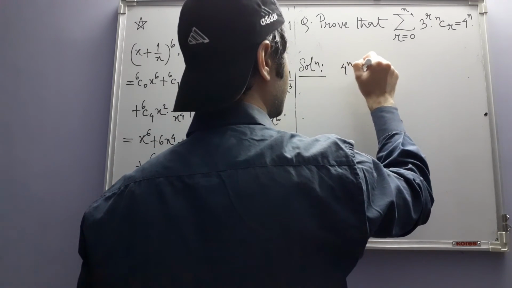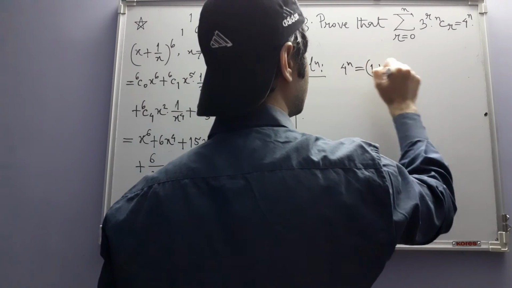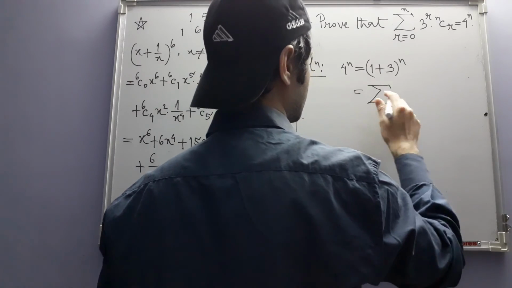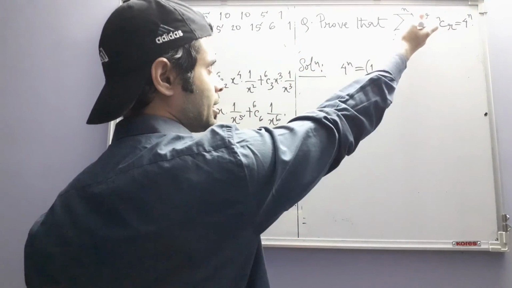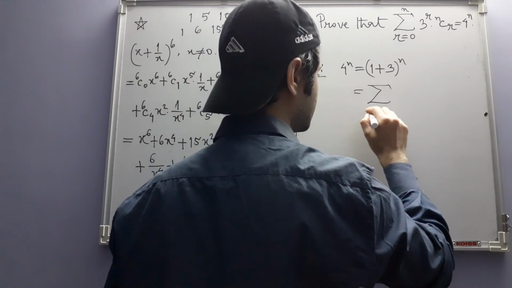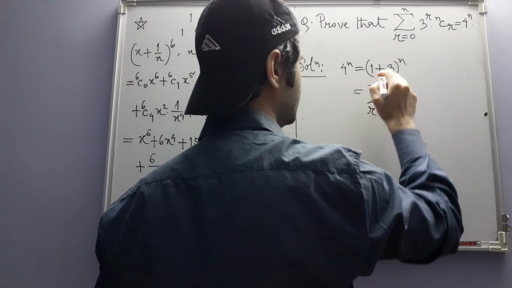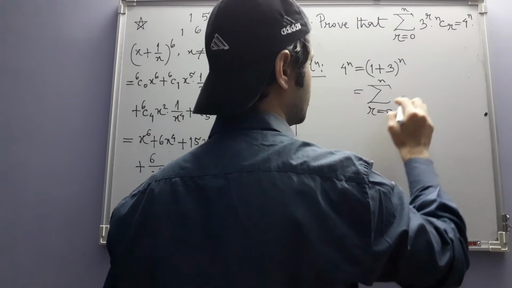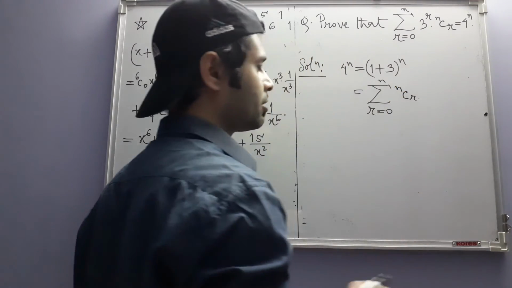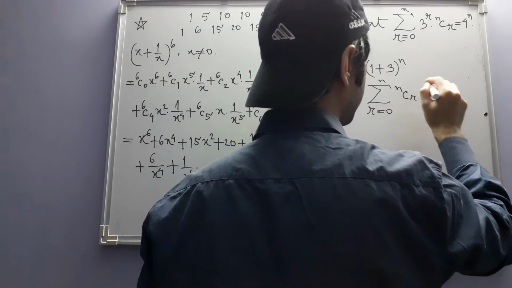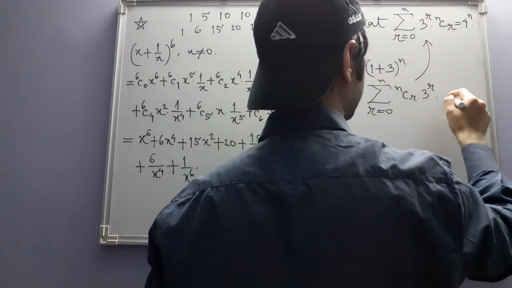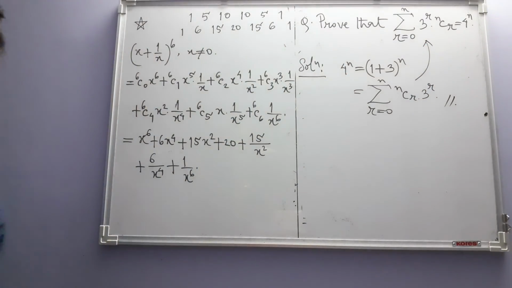Four to the power n can be written as 1 plus 3 whole to the power n. And if you look carefully, the binomial expansion of this is nothing but this. You see, we are not taking i because here the index is given as r, although it does not matter, but still r is equal to 0 to n nCr 1 to the power n minus r times 3 to the power r. So it's nothing but this. So this is the proof.